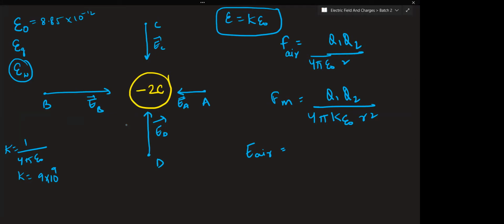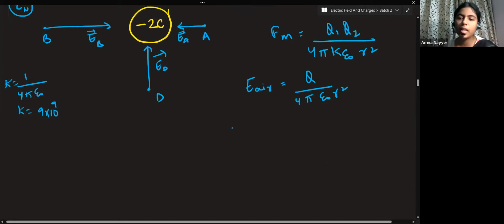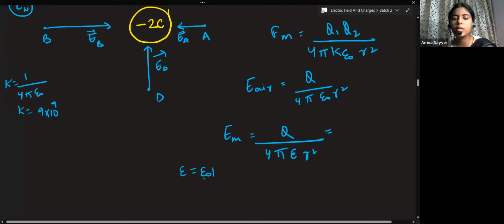So electric field in air can also be written as Q divided by 4 pi epsilon naught r square. And if I change the medium, what will happen? For any other medium, I have to write it as 4 pi epsilon, because epsilon naught is valid only for air. And for epsilon, I have this relation as epsilon is equal to epsilon naught k. So it can be written as 4 pi epsilon naught k r square. This is valid for any other medium.